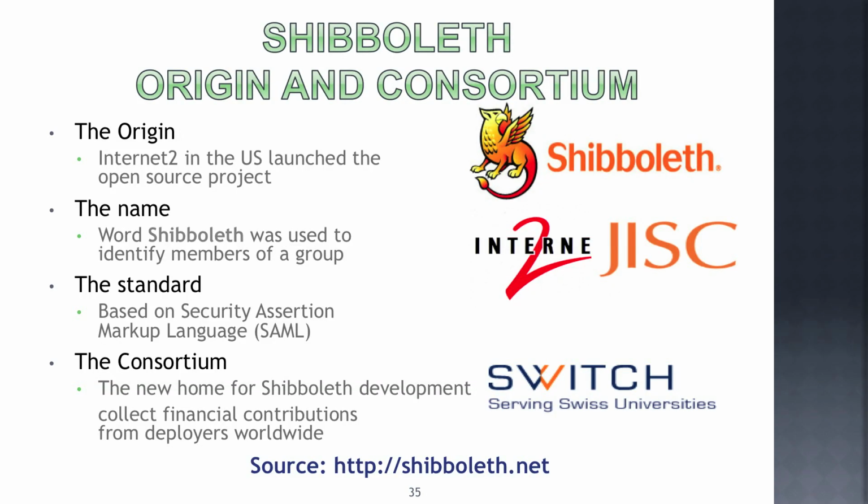In addition to VPN, various libraries are using another software which is known as Shibboleth. Shibboleth originated from Internet2 in the US, as an open source project. The word Shibboleth was used to identify the members of a group. It is based on Security Assertion Markup Language. As in the previous discussion, I told you that there is SAML. I will discuss SAML in detail in the next slide, but the standard used by Shibboleth is Security Assertion Markup Language. But before I explain that, let me tell what Shibboleth actually is.